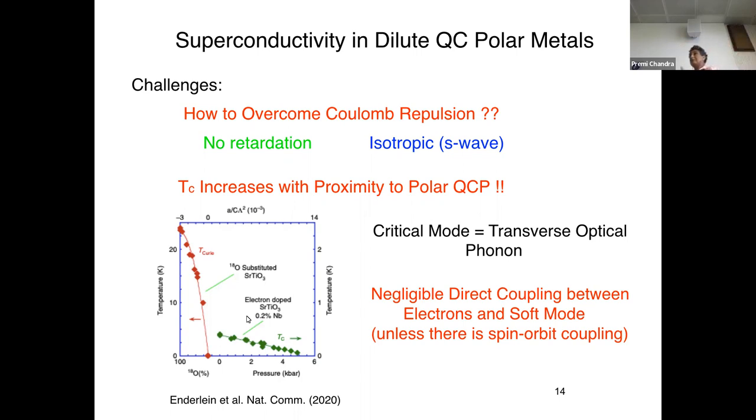So we have a mystery here, because on the one hand, the electrons don't want to couple to this soft phonon. On the other hand, TC is enhanced with this proximity to the polar quantum critical point and actually goes down quite a bit as we go away from it. I say we because I believe science is a collective process.